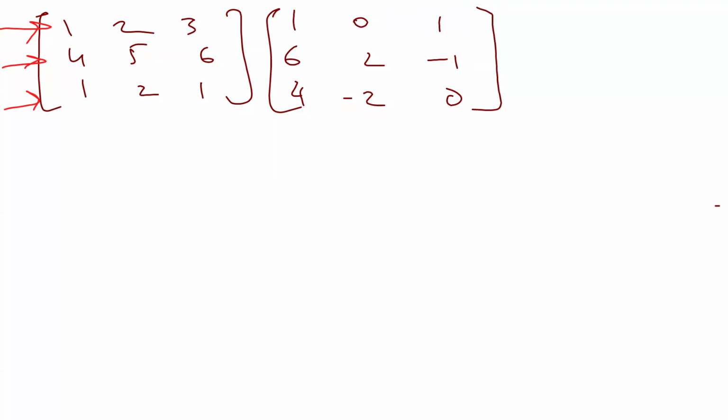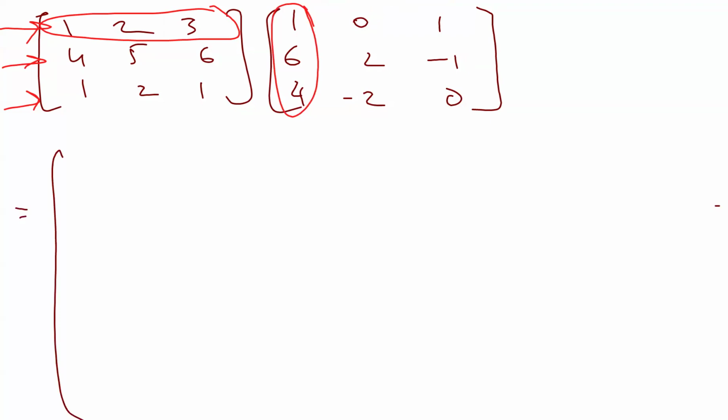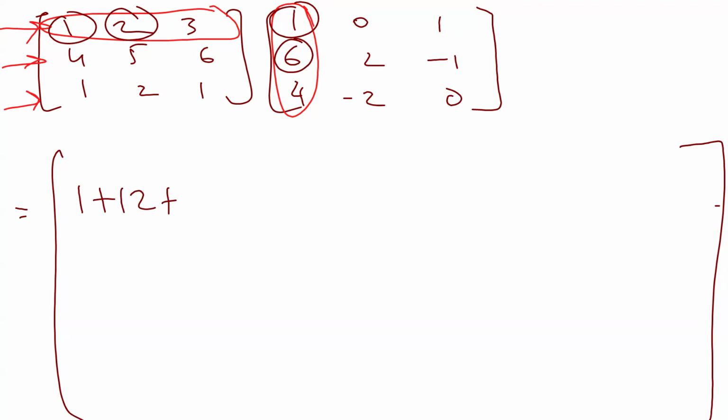First row, first column. Tell me the calculation of first row, first column. I don't want the final answer. I want how you will calculate. 1 into 1 is 1. Correct. Plus 2 into 6, which is 12. Plus 3 into 4, which is 12. Correct. Good. Very good.